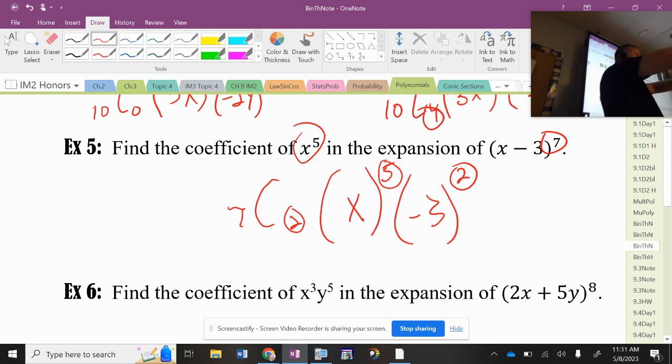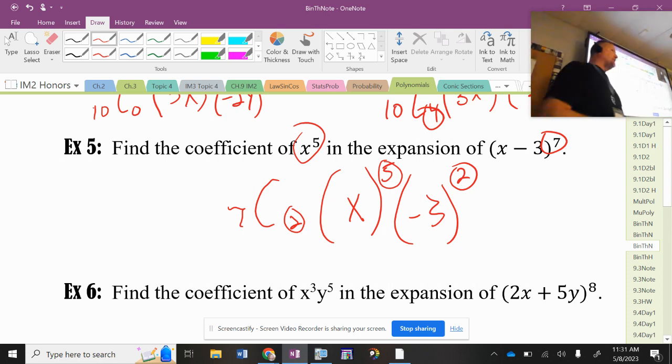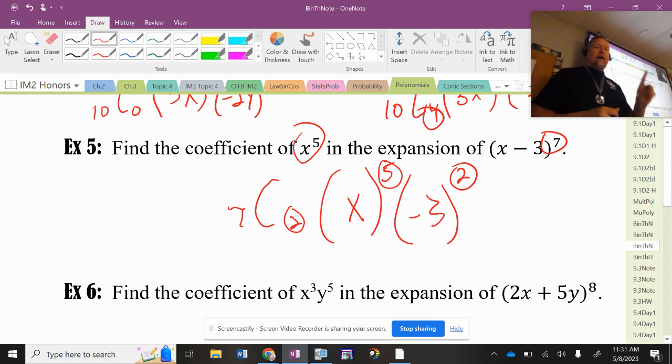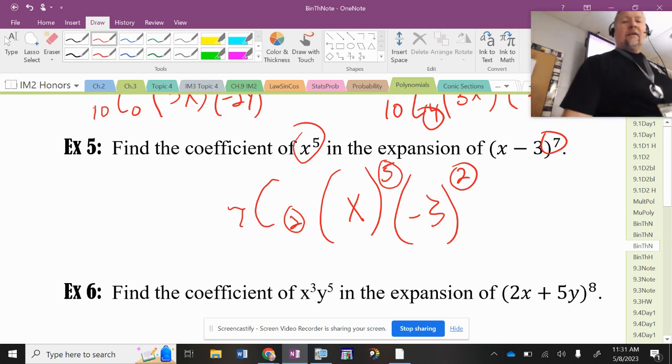In Pascal's triangle, the numbers are symmetric, and those are the symmetric pairs. 7C5 is equal to 7C2. Anyone that remembers how to do a combination should know why. And you know what? I'm going to do it.